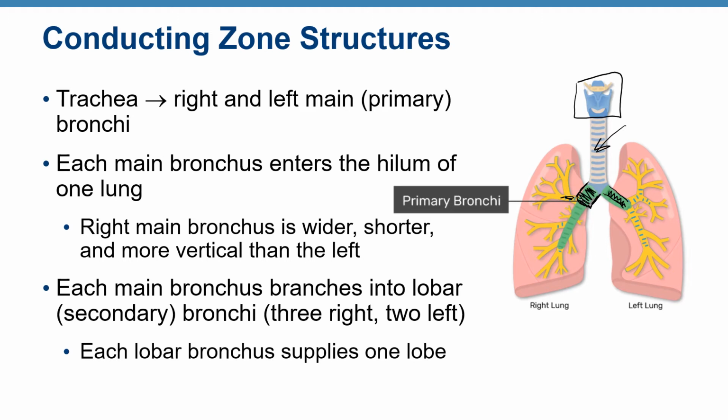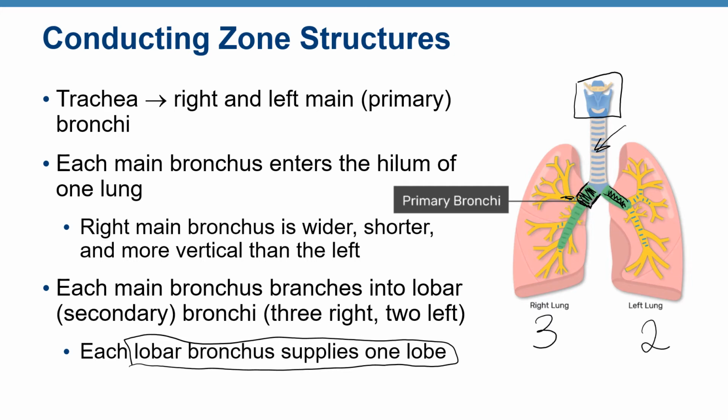And then primary or main bronchi, they branch into secondary bronchi, and then tertiary bronchi, and then smaller and smaller branches that we call bronchioles. And each lobar or secondary bronchus supplies one lobe. So it's right here. And because we have 3 lobes on the right and 2 lobes on the left, then we have 3 main bronchi on the right side and 2 main or primary bronchi on the left side.